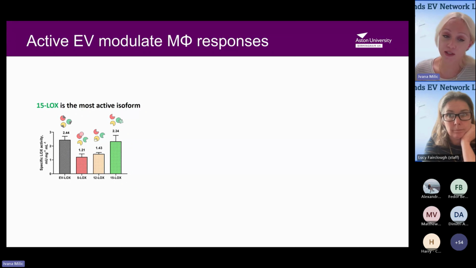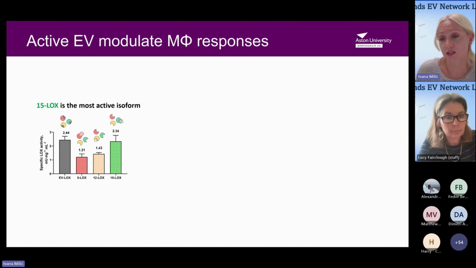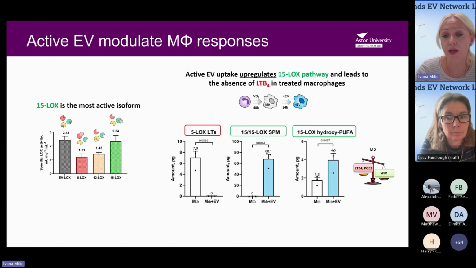So we modified in-house slightly the commercially available enzymatic activity assay, and we have shown that our EVs carry all 3 lipoxygenases once again, but the highest activity is attributed to the 15-lipoxygenase as the most active enzyme that our EVs carried.